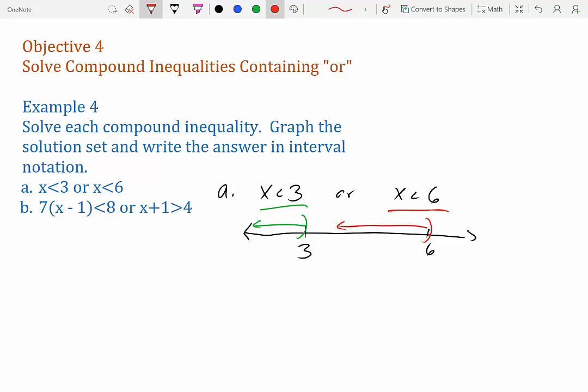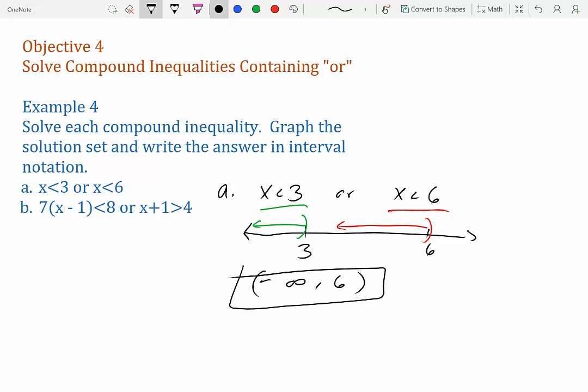Now which one of these answers would it be if you write this in interval notation? We can't put 3, 6. We can't, there's nothing to union. So we're going to say it's going from negative infinity to positive 6. Because we want to include any values that are less than this 6.